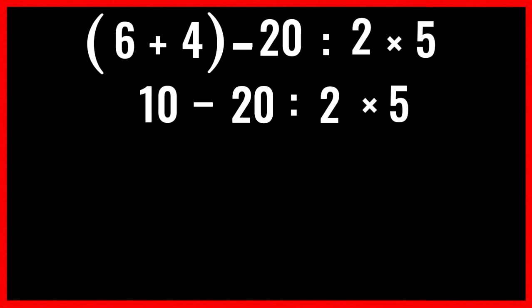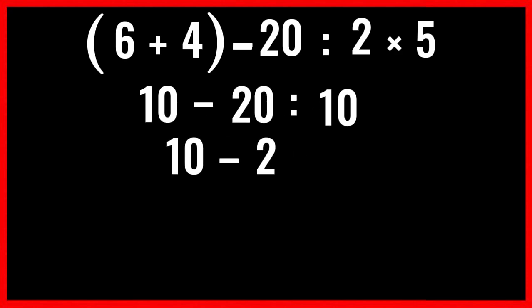You likely multiplied 2 × 5 first, getting 10, and then divided 20 by 10. That gives 2. Then you calculated 10 - 2, which equals 8. But that's not how PEMDAS works. Remember, division and multiplication have equal priority, so you solve them from left to right, not by always multiplying first.